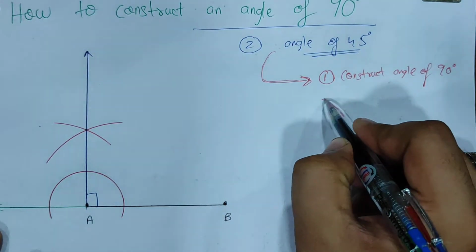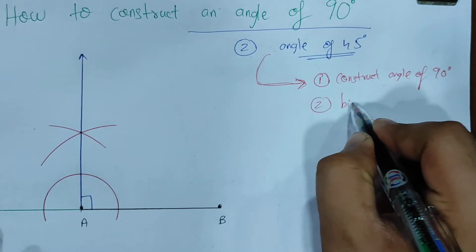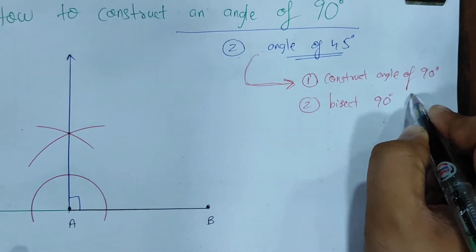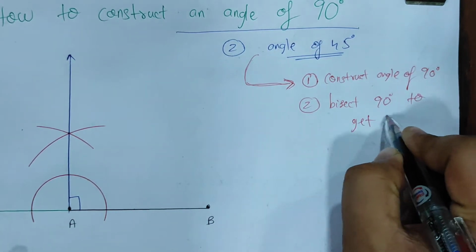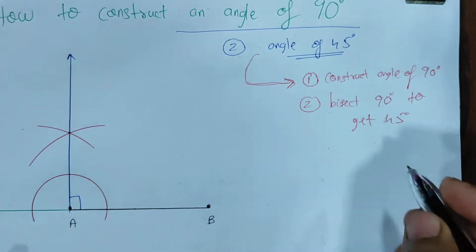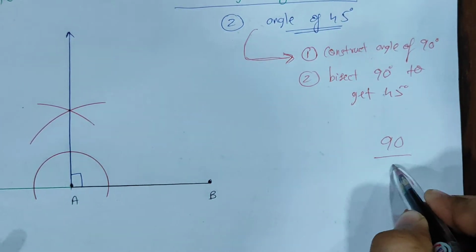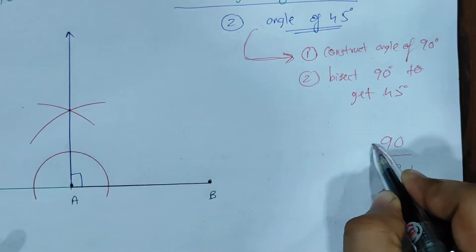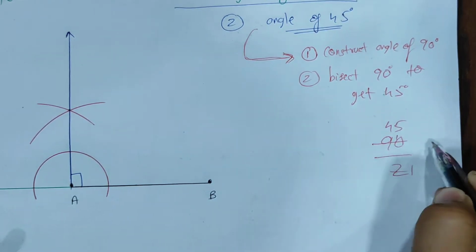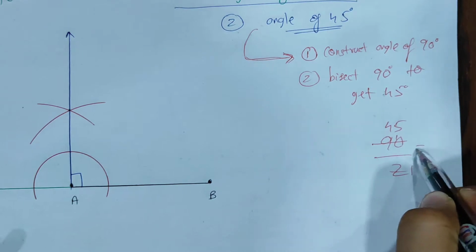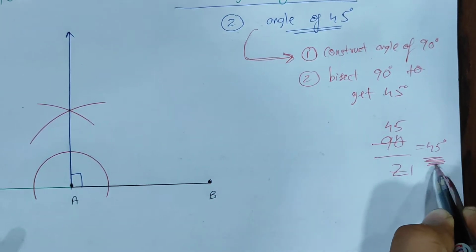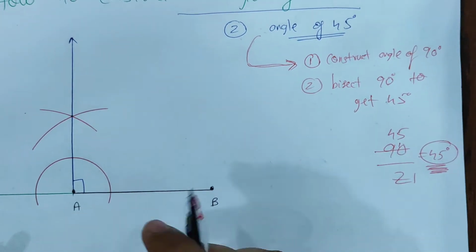Okay, and second step is bisect 90 degree to get 45 degree. Bisect means divide into two equal parts. Why? Because 90 when divided into two equal parts, 90 upon 2: 2 ones are 2, 2 fours are 8, carry 1, 2 fives are 10, becomes 45 degree. So whenever a 90 degree is divided into two equal parts, we get two equal angles of 45 degree each.